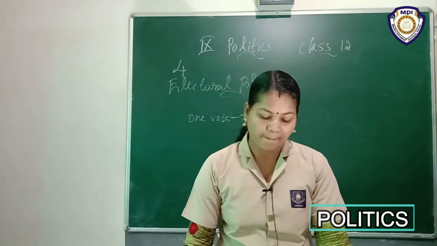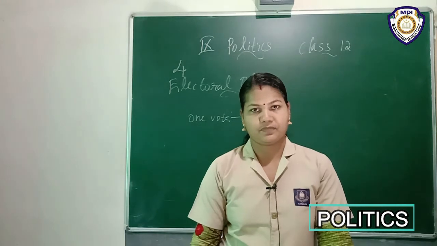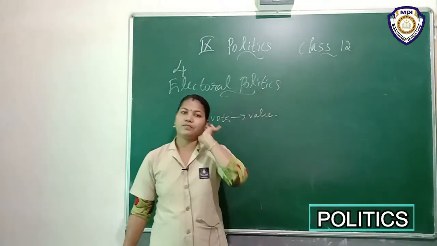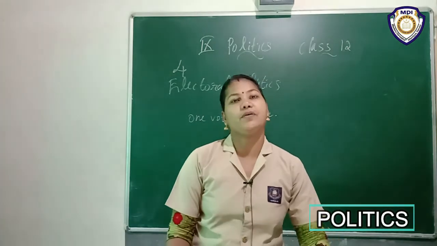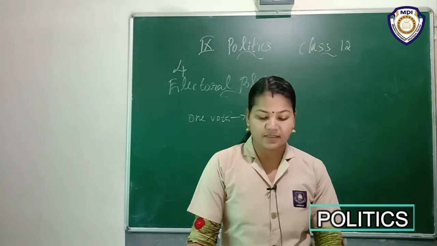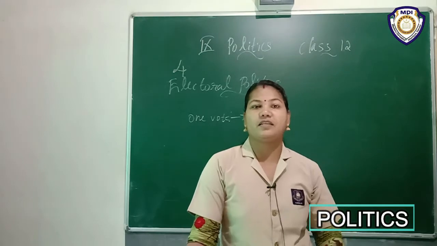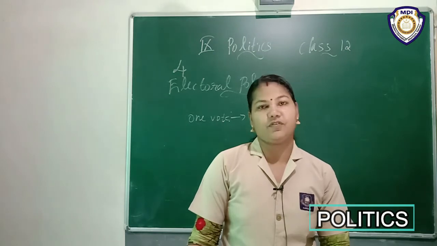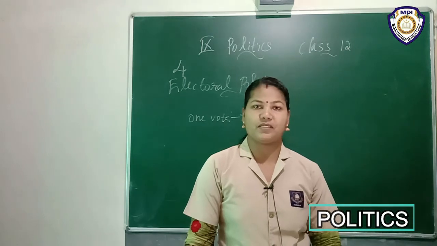Then the third one: the choice should be offered at regular intervals. Elections must be held regularly after every few years. First is one vote, equal value. The second is that parties and candidates should be free to contest elections. The third is that the choice should be offered at regular intervals. Elections must be held regularly after every few years.